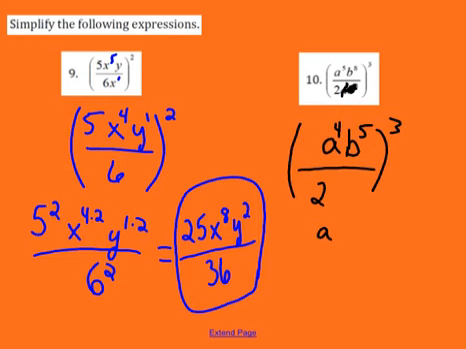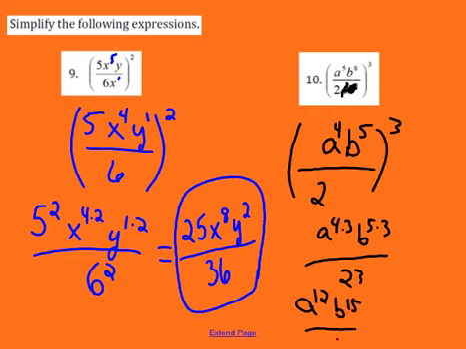So now I got some multiplying to do. It'd be A to the 4th times 3, B to the 5th times 3, all over 2 cubed. So to me, that looks like A to the 12th, B to the 15th, over 8.